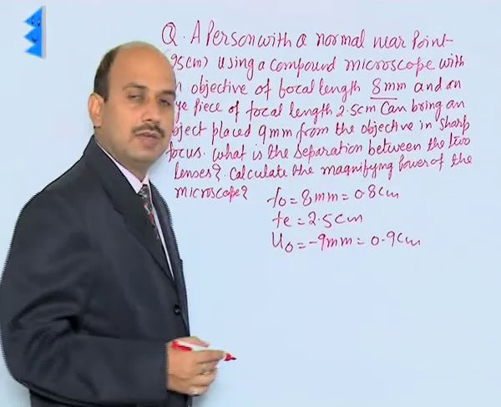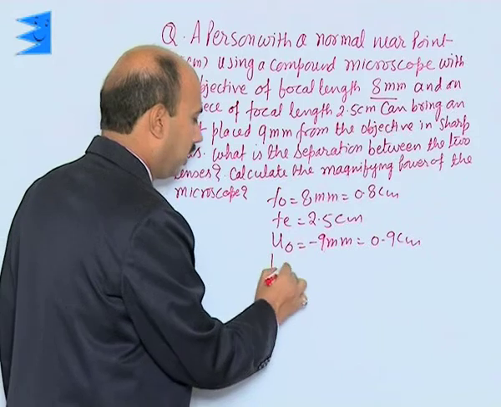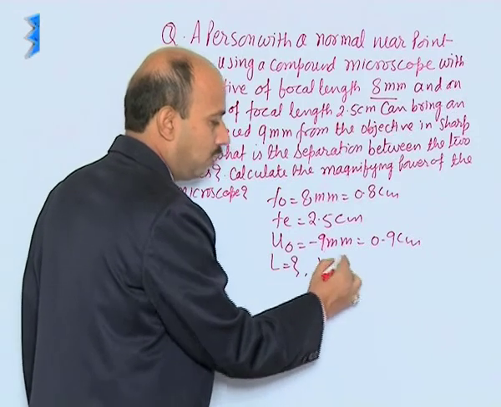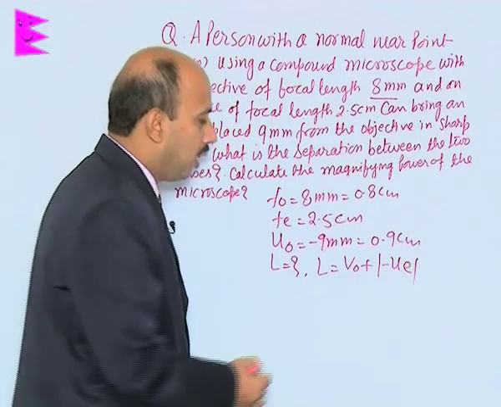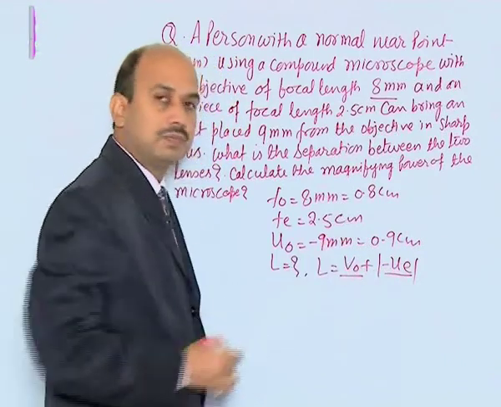What is the separation between the two lenses? So, we have to get L. We know L is equal to V_0 plus minus U_E. So, first we have to calculate here the V_0 and U_E.